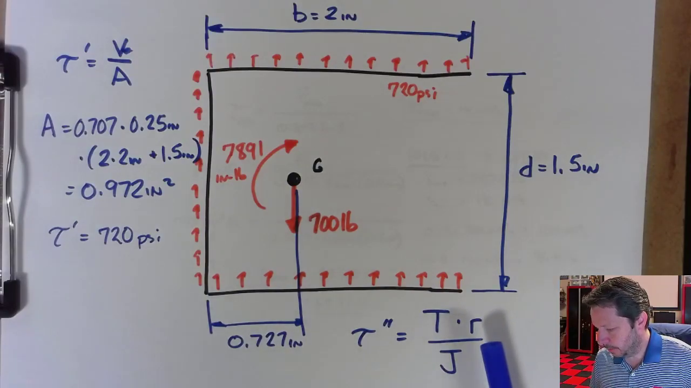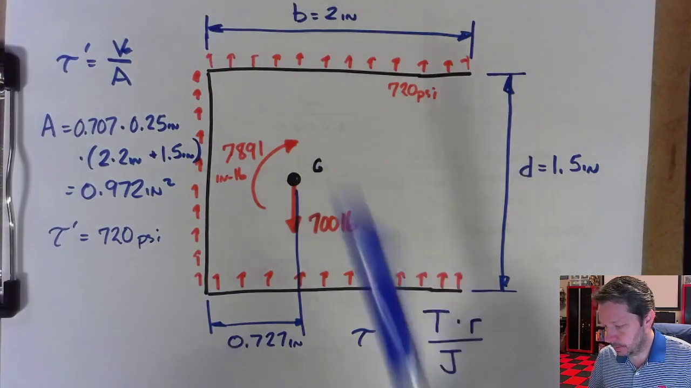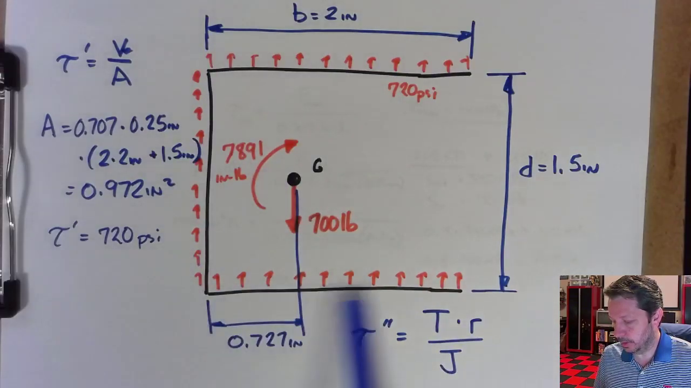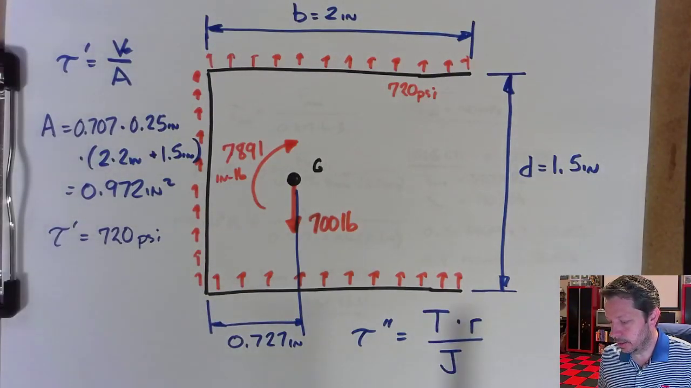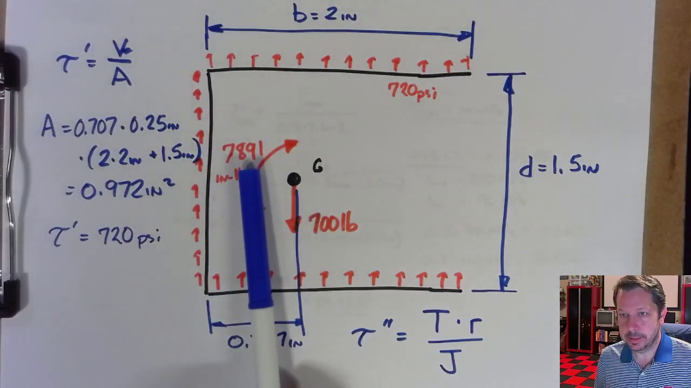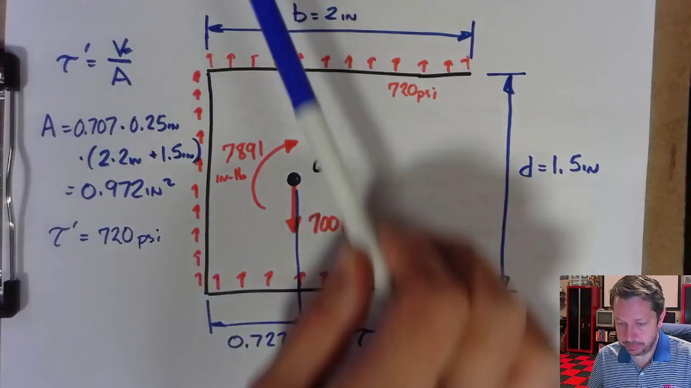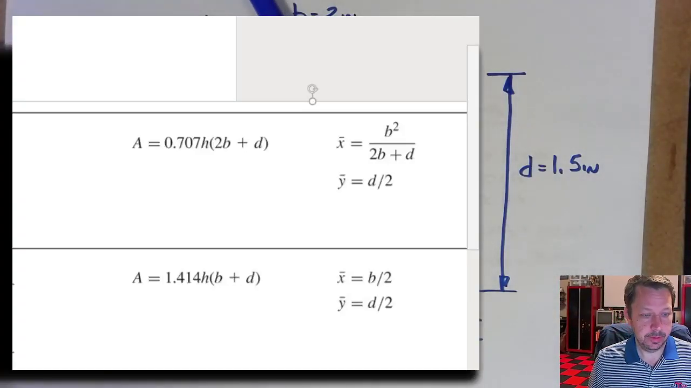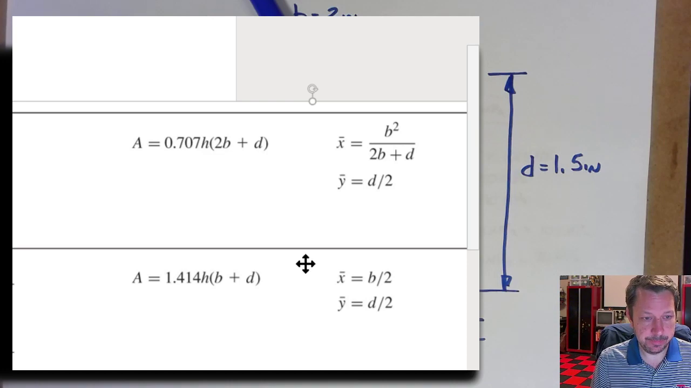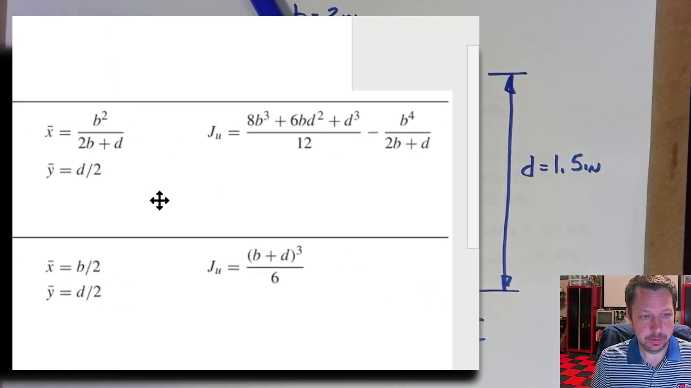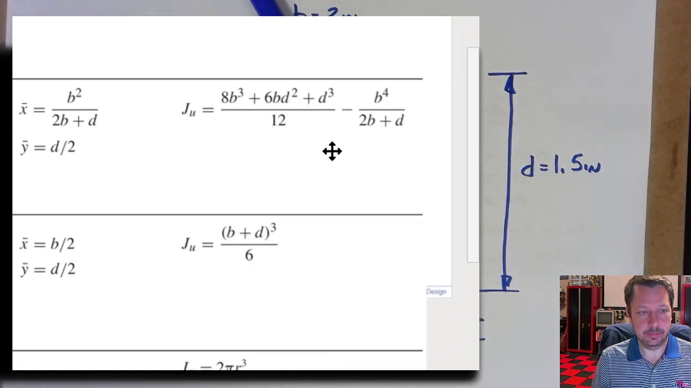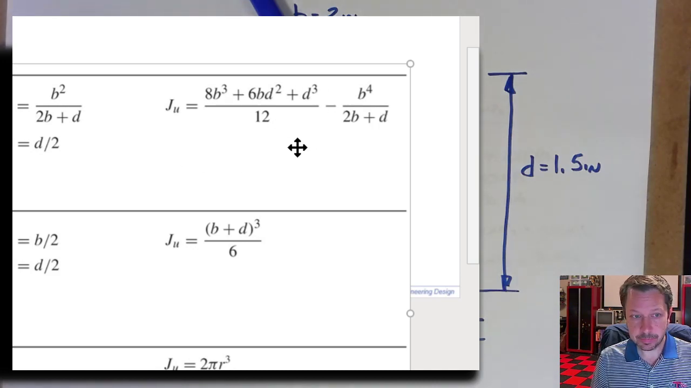And J also is a property of the whole weld group. So T and J, no matter what point I choose, are the same numbers. T is 7,891 inch-pounds. J, we haven't found yet. We need to go and calculate J. So there's the JU, and I do have that built into MathCAD right here.